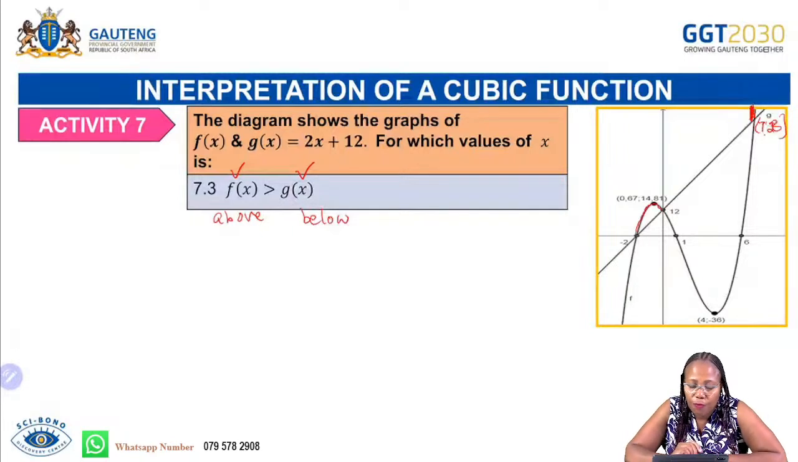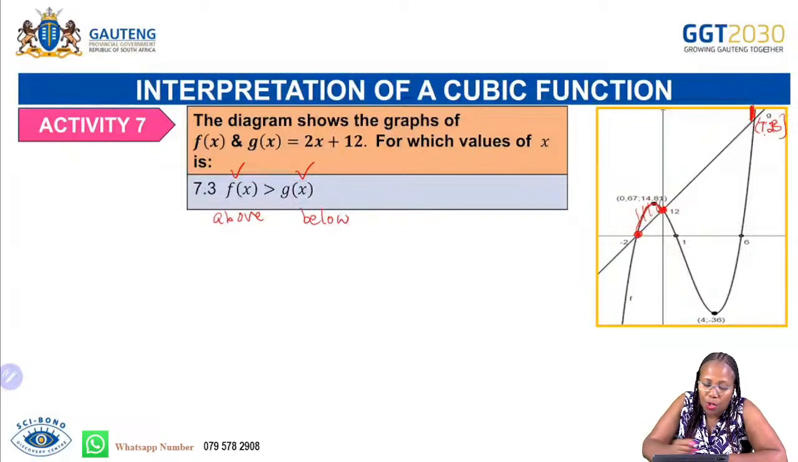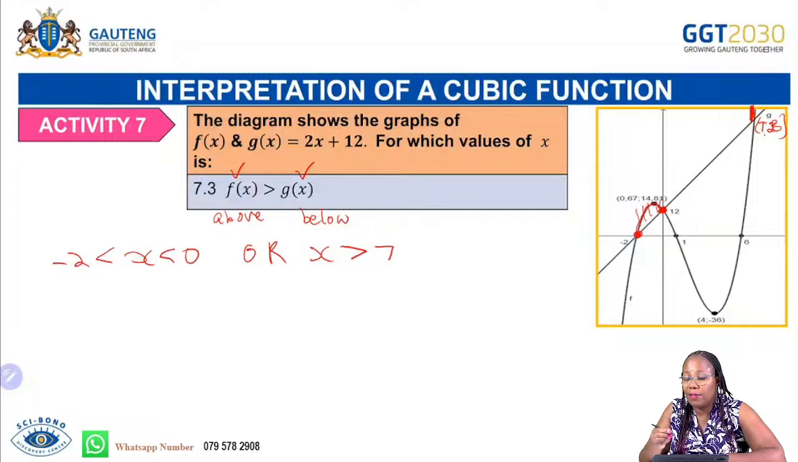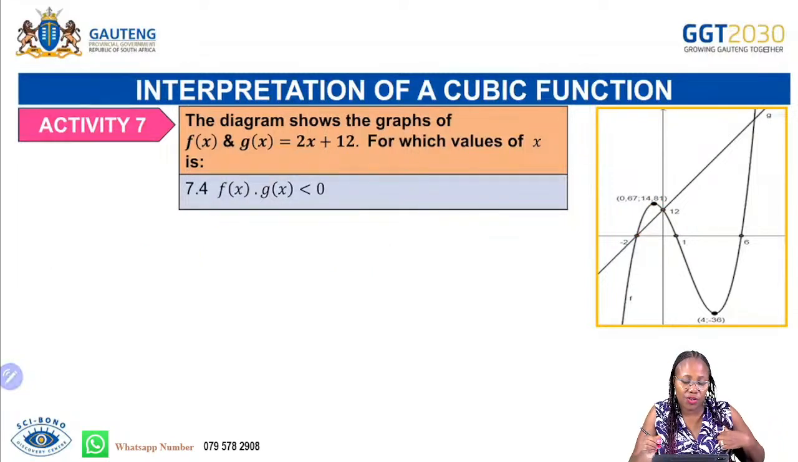Now, for which values of x? Can you see we have identified in this part here it is between the x values minus 2 and 0. So that means between minus 2 and 0, it is where f is above. Or when x is greater than 7, the graph is above the g.